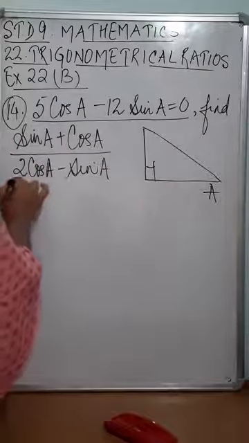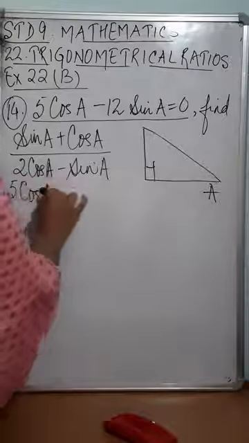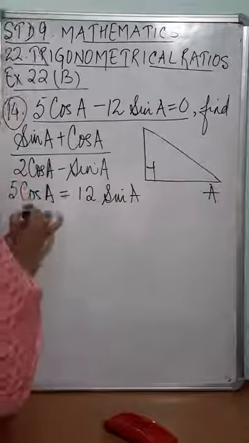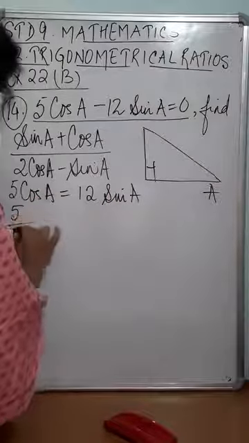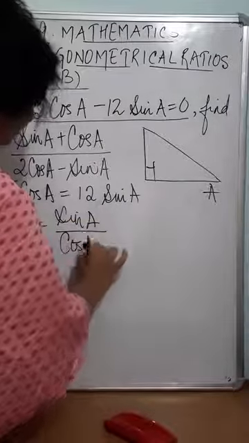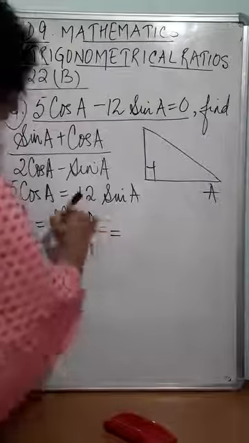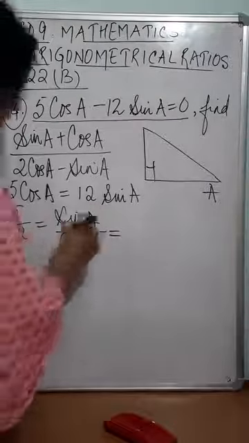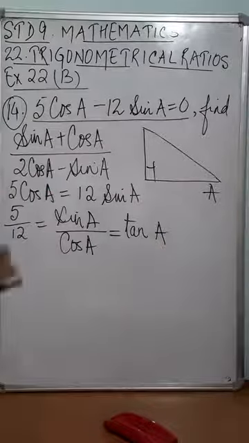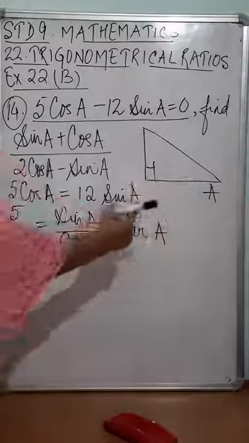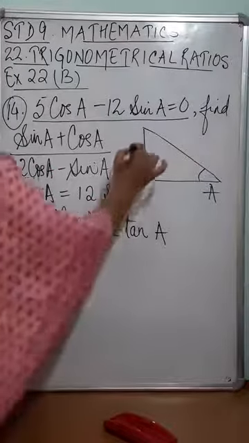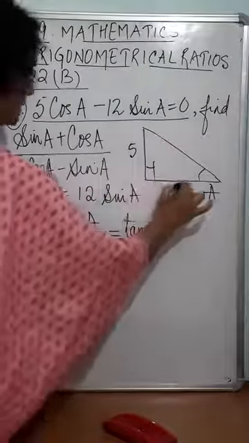From the given equation, it can be written as 5 cos A equals 12 sin A, or 5 by 12 equals sin A by cos A. And sin A by cos A, in the reciprocal ratios I had explained, is equal to tan A. So here, a right angle triangle, mark this angle as A. 5 by 12 is perpendicular as 5 and base as 12.